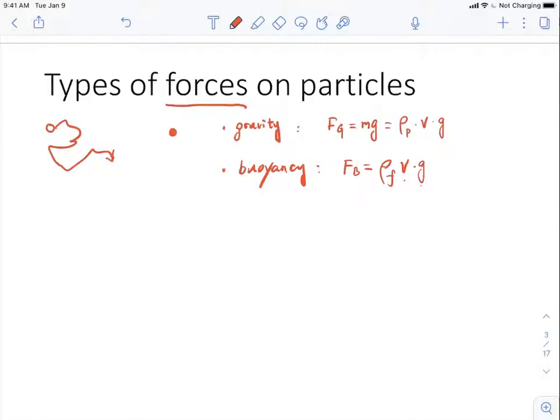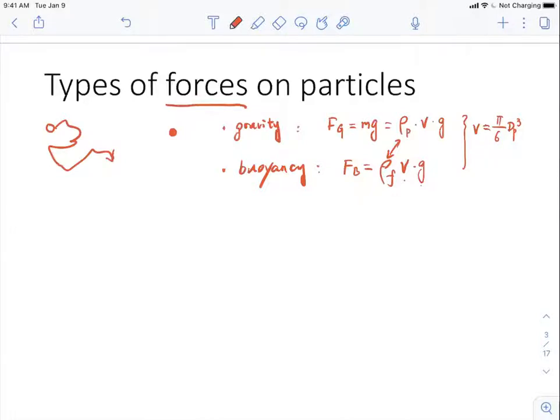Notice the difference here. The gravity uses the density of the particle, while the buoyancy uses the density of the fluid. Further, if we assume that the particle is a sphere, as we said in the beginning, the volume is equal to pi over 6 times dp cubed. We can just plug in this volume to get the force acting onto the particle. So this is gravity and buoyancy.